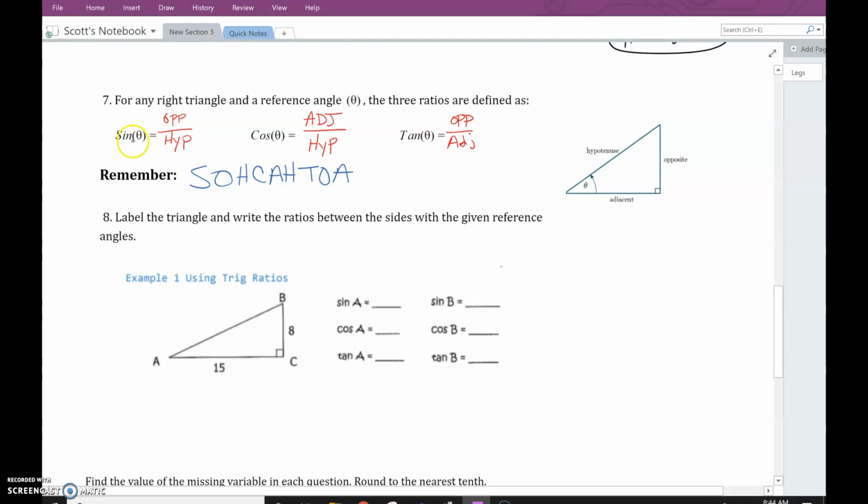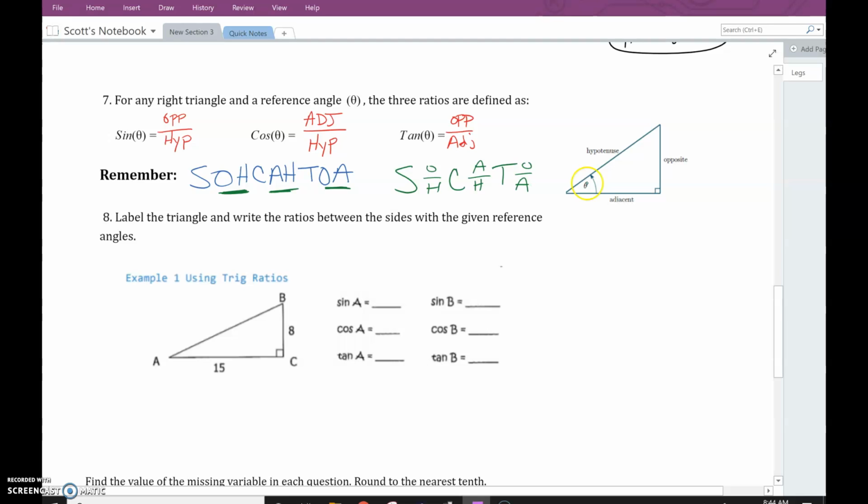So this helps us because sine is opposite over hypotenuse. Cosine is adjacent over hypotenuse. Tangent is opposite over adjacent. Other people write it like this: S-O-H, C-A-H, T-O-A. SOHCAHTOA.